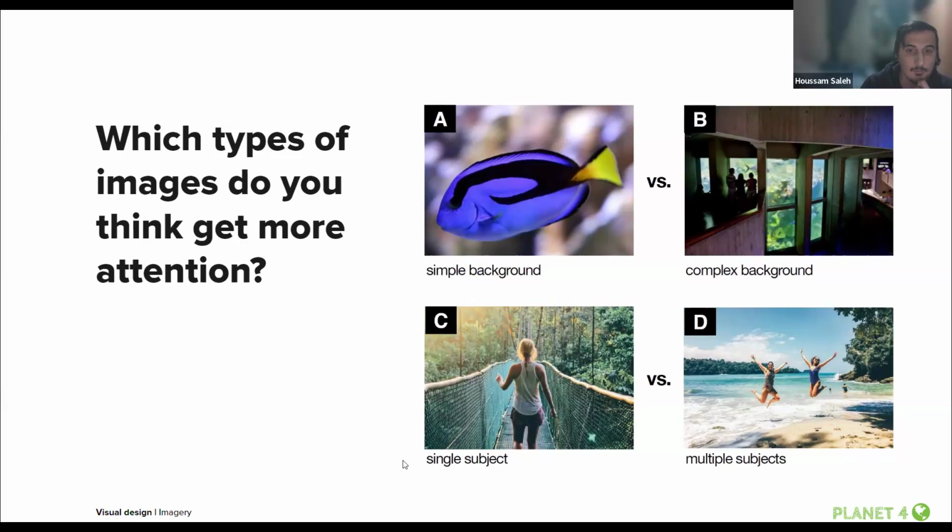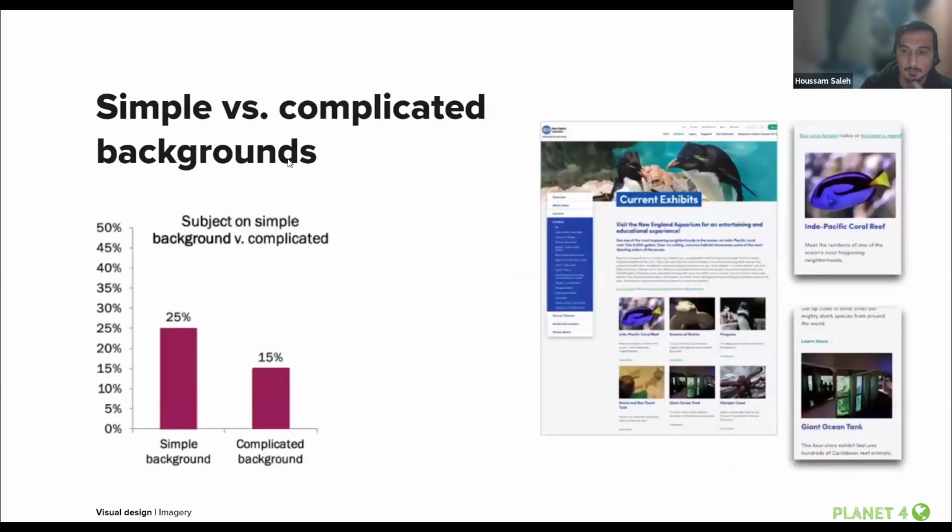So most of you chose A, which is simple background, and C, where we have a single subject. Based on the statistics, here are the outcomes from eye tracking research. People spend 10% more on images with simple backgrounds versus images with complex backgrounds. If I were to guess why, it's probably because of the competing elements of visual weight.